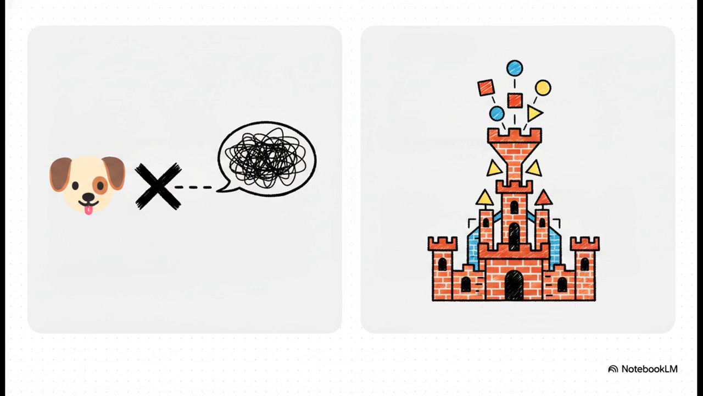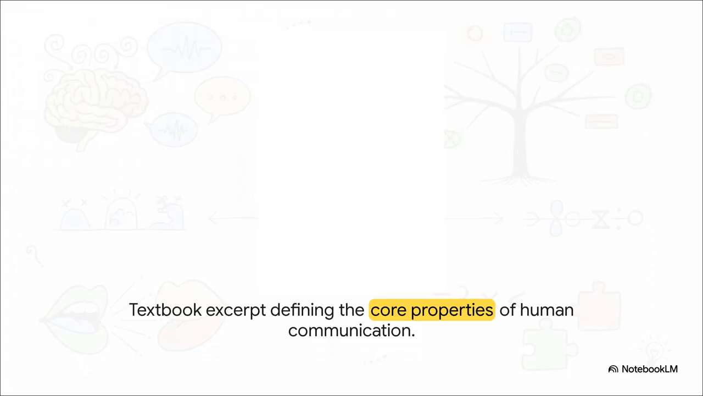Second, we have duality of patterning. This is wild. It's a concept that allows us to take a tiny handful of completely meaningless physical sounds and smash them together to build an absolutely infinite number of complex meanings. Our source text establishes these properties not just as fun trivia, but as the absolute rock-solid foundation for all linguistic study. I mean, let's be real. Without arbitrariness and duality of patterning, our incredibly complex, open-ended system of communication just wouldn't exist.